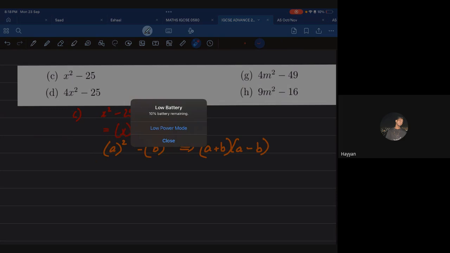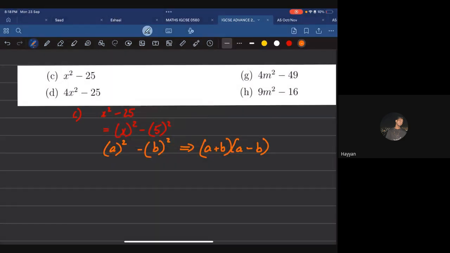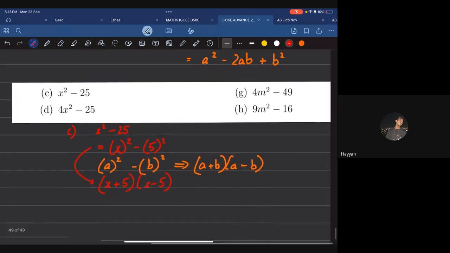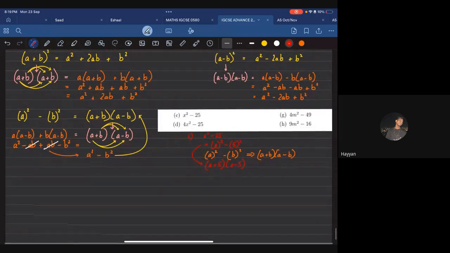So can I simply write this down as X plus 5, X minus 5? Any issue with this, guys? Anyone who has any argument with this, let me know now or forever hold your peace. Yes. No one has an issue?